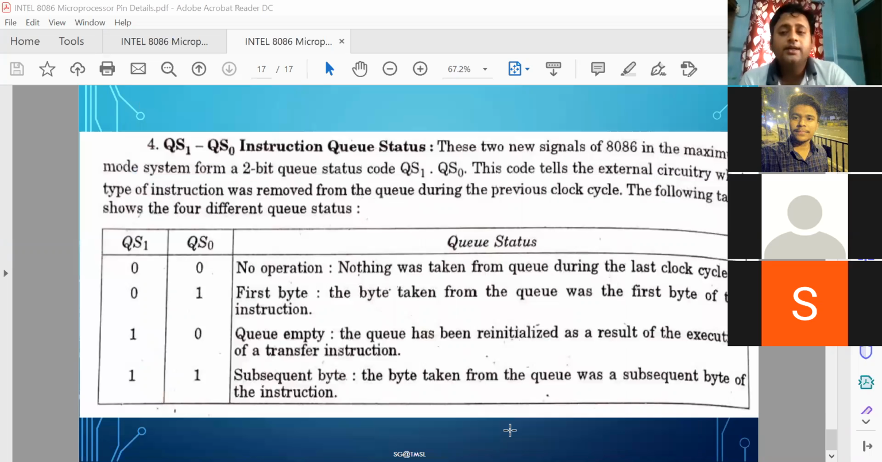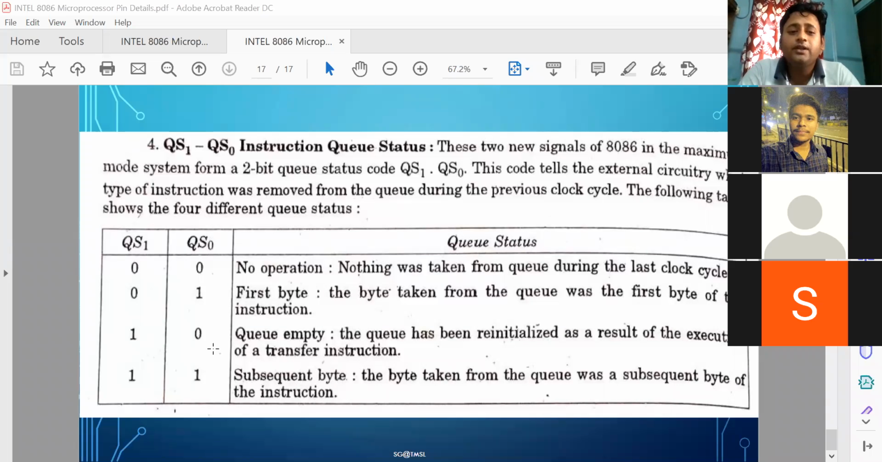The next is the Q status 1 and Q status 0. Actually this status represents the previous cycle, what was going on in that cycle. If these two pins are 0, 0, then it represents no operation, nothing is taken from the queue. If it is 0, 1, that means the first byte is available from the queue to execute. Then 1, 0, the queue is empty, so no operation is there.